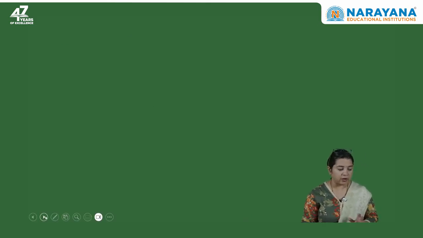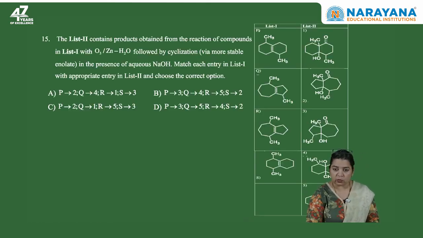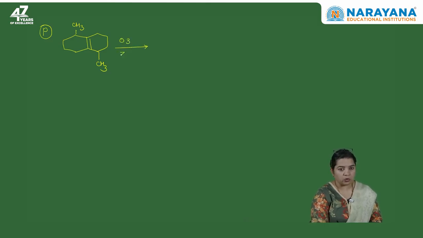So we have two reagent sequences. Let us take them one by one. It is starting with P, Q, R, S, and on the other side we have 1, 2, 3, 4, 5. Okay, so let's move to structure P first. Now P is given to be a fused structure like this with 2 CH3 placed here. As I have already read in the question, you have to take ozone followed by zinc and water.